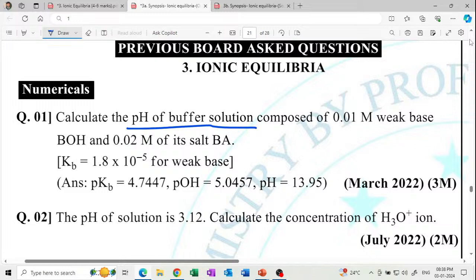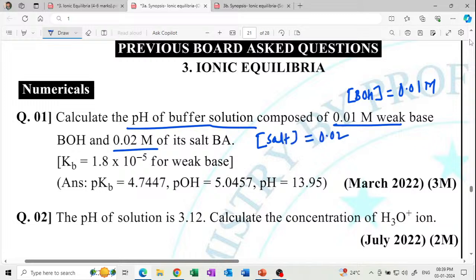Calculate the pH of buffer solution composed of weak base. This is the concentration of the BOH, base concentration of BOH is 0.01 molar, and concentration of salt is 0.02. Kb value is given, pH is also given, all these values are given. Then how to calculate first? First we have to use the Kb value given.